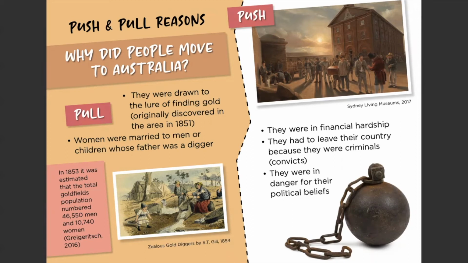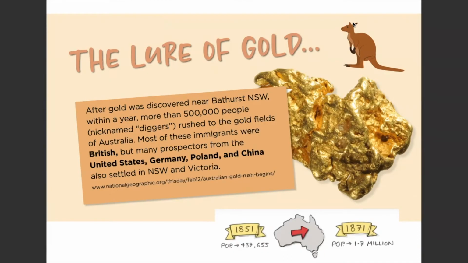Pull being, the main one being, they were drawn to the lure of finding gold. But also thinking about the women and children who were married to men who wanted to find this gold. Or some of the push reasons, including they had to leave their country because of money, crime, or they were in danger. A question here would be, what do you think are other reasons people might have moved to Australia? So questions are really important along the whole journey of the investigation.